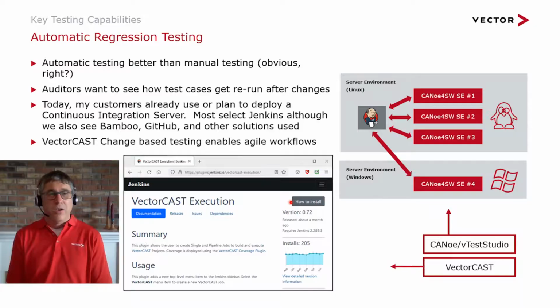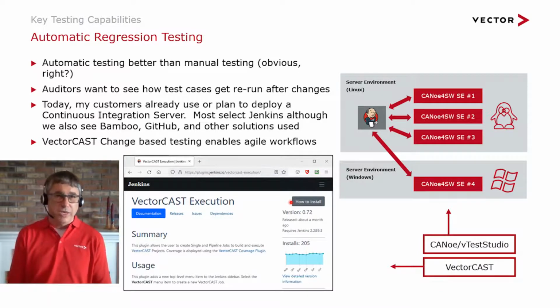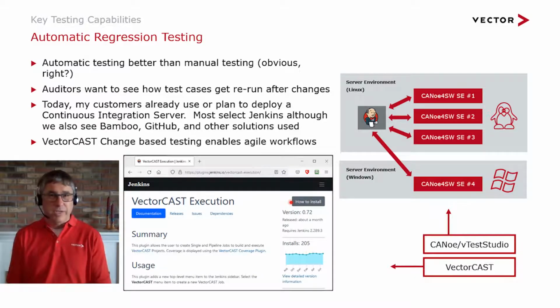Our last key testing capability is automatic regression testing. Automatic testing is always better than manual testing, right? This should be obvious to everybody. Auditors, though, want to see what test cases get rerun after changes. So once you introduce a change and you've implemented it, well, some of your tests you need to run.